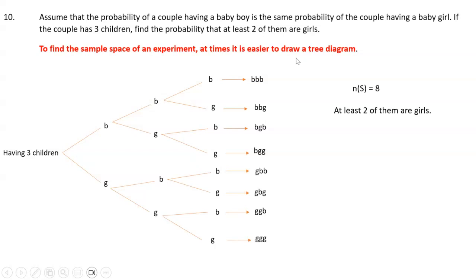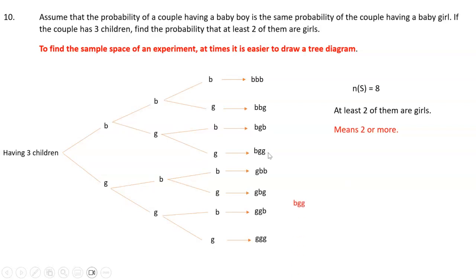Okay, now, at times, this wording can be a little bit difficult to understand, right? So I always tell my students to see if we can make it simpler. At least 2 of them are girls, right? What does that mean? Can it be 1? No, because it says at least 2. So here's what I tell my students: it means 2 or more. So can it be the first one? No, because there are no girls. Can it be the second one? No, because it only has 1. Can it be the third one? No, because you only have 1 girl.